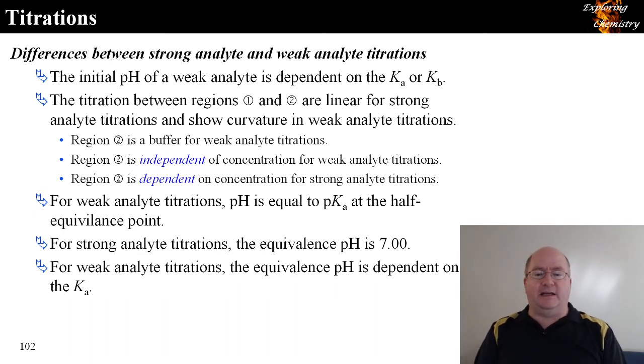For weak analyte titrations, pH at the half equivalence point is equal to the pKa. We looked at that with the Henderson-Hasselbalch equation. Halfway along, the base to acid ratio is 1, so pH equals pKa. For strong analyte titrations, the conjugates don't have any basic or acidic properties, so the pH at equivalence is equal to 7. For weak analyte titrations, the conjugate is also weak, so it depends on the Ka value, but it will not be equal to 7.